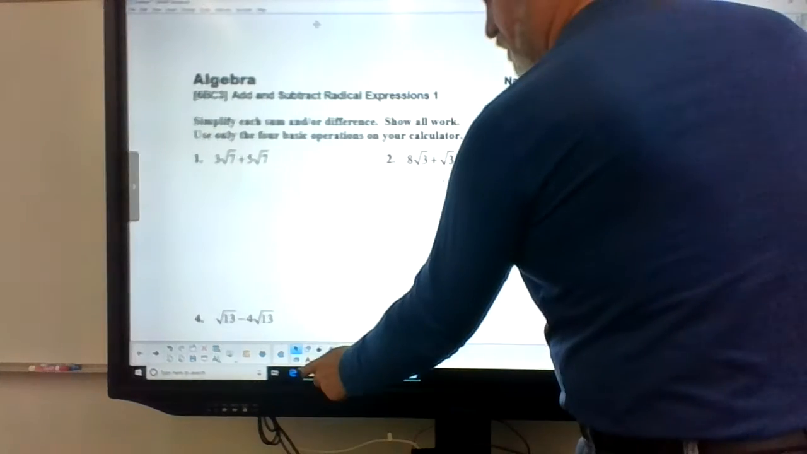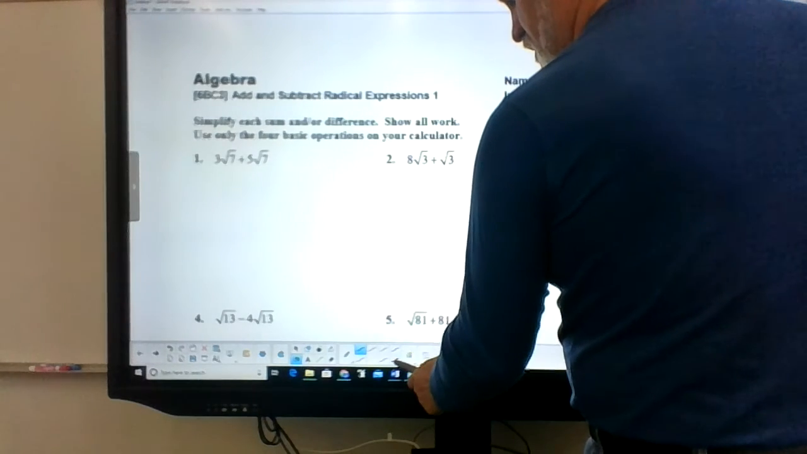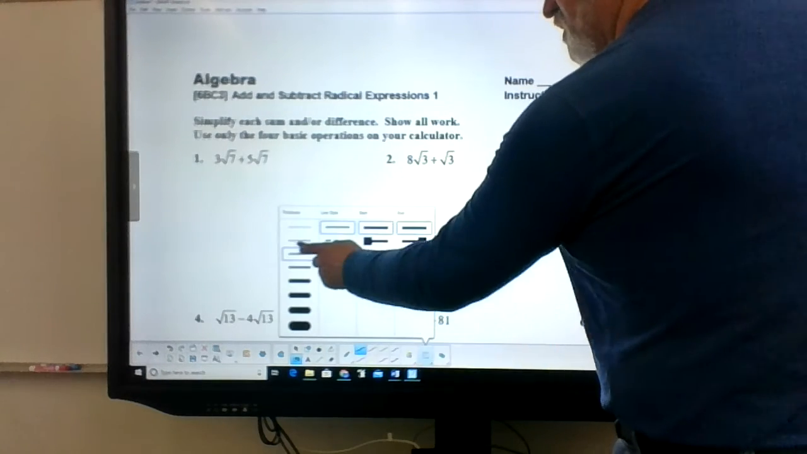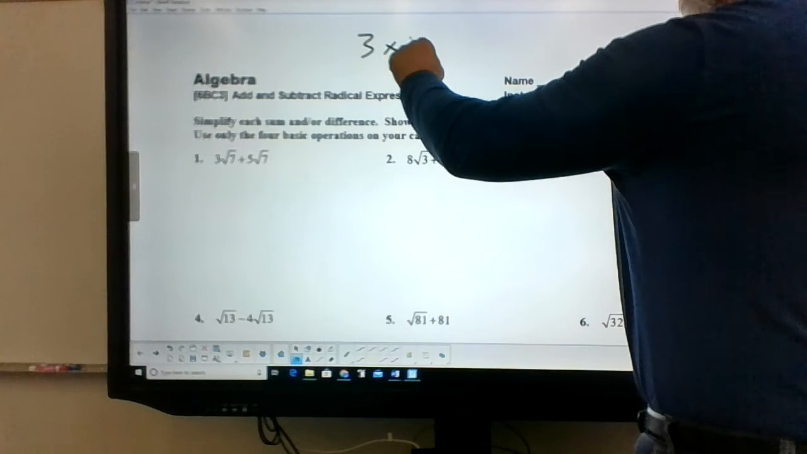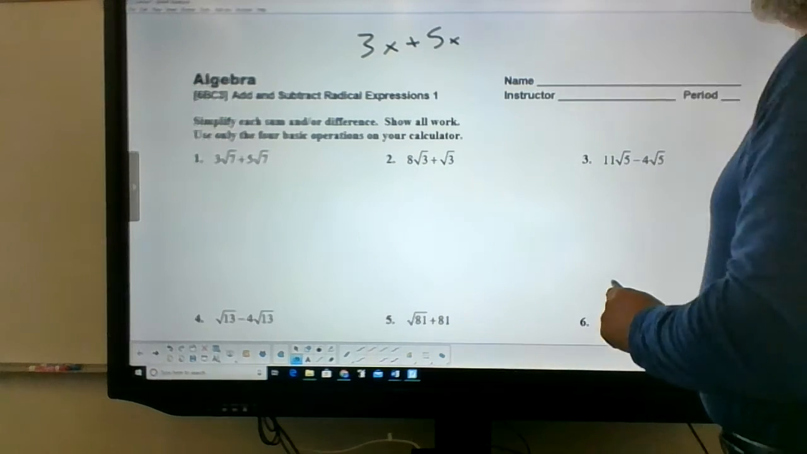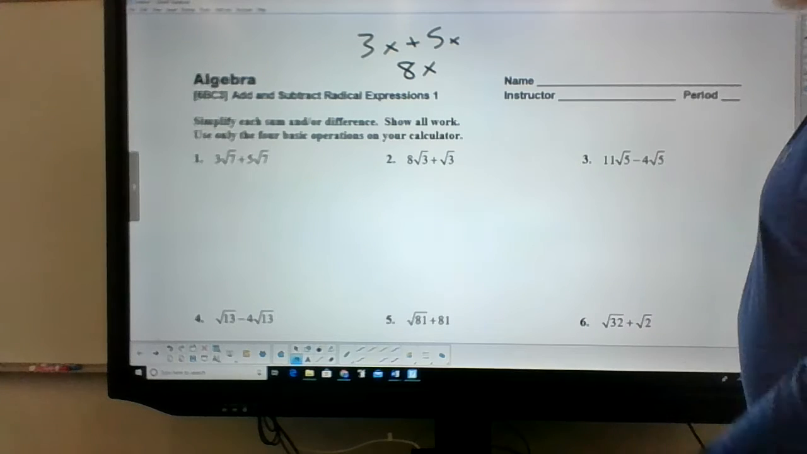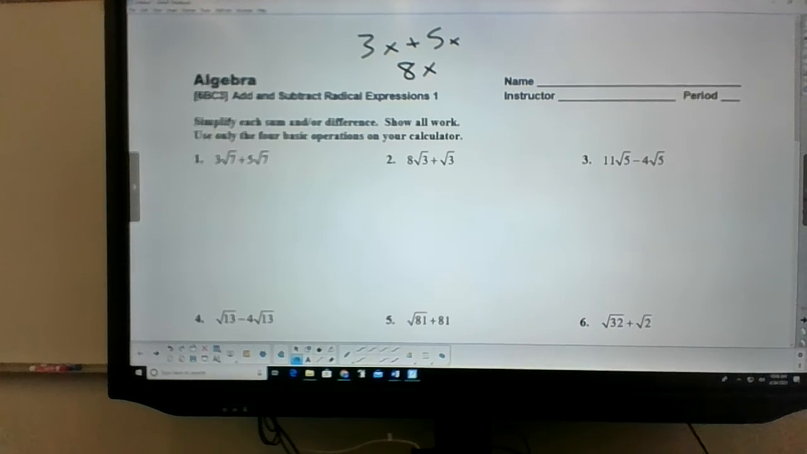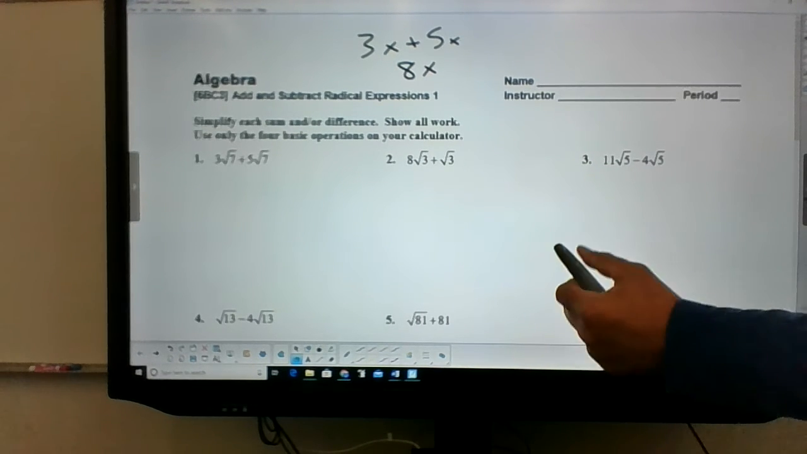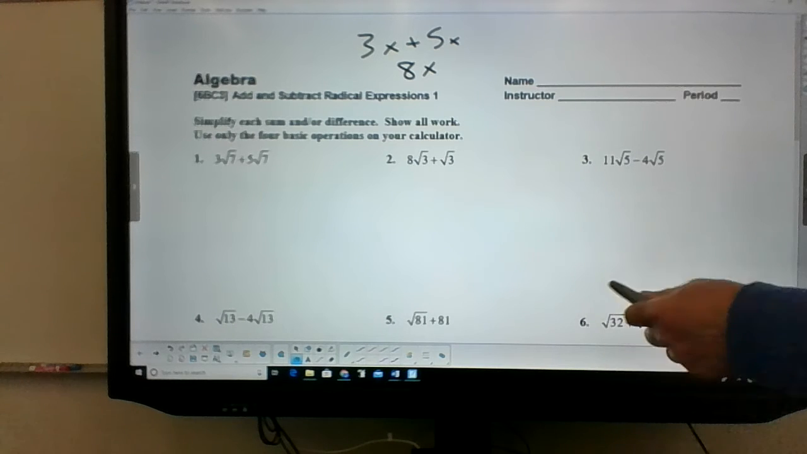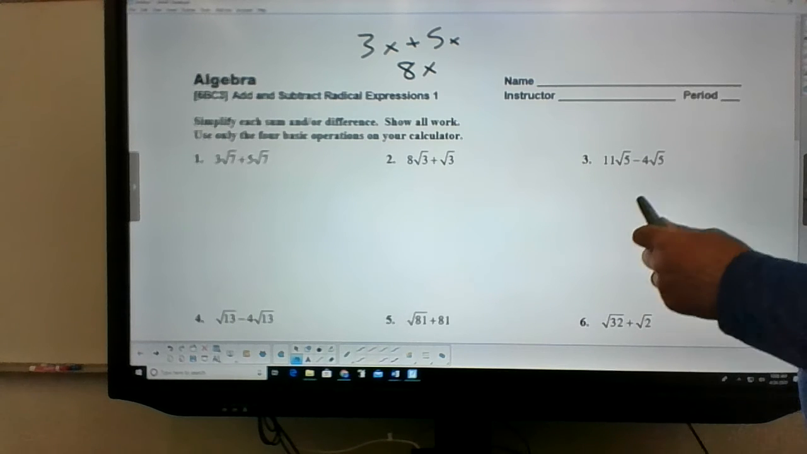When we were adding variables, we had like 3x plus 5x. This is kind of the same thing. When we did 3x plus 5x, we got 8x. Here we're doing 3 radical 7 plus 5 radical 7. We're adding the stuff on the outside, but we can only add if we have the same like radical.